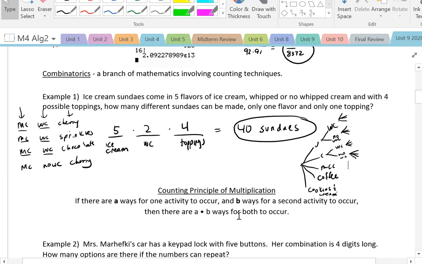So you probably used it instinctively to count this up, but what we just used is called the counting principle of multiplication. If there are A ways for one activity to occur, that's our ice cream choice, and B ways for a second activity to occur, whipped cream or no whipped cream, then there are A times B ways for them both to occur. And then this one I had a third one, and we just multiply each one of those.